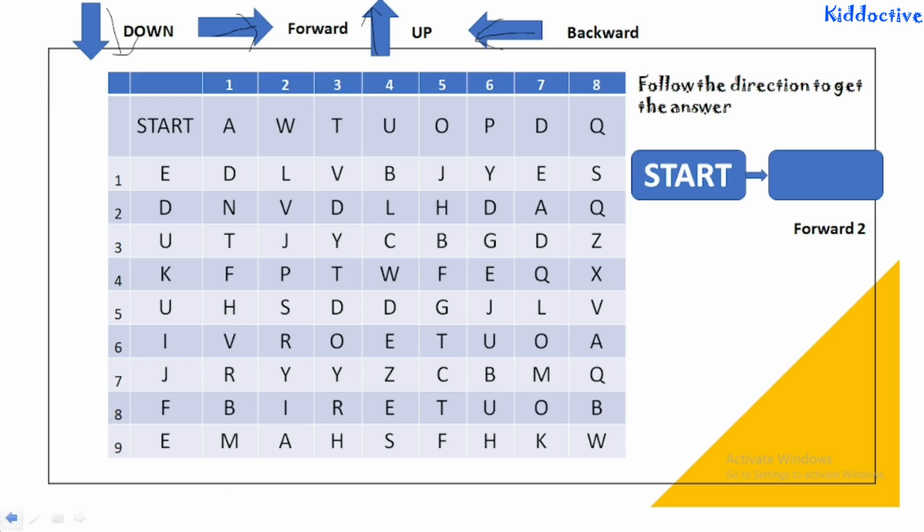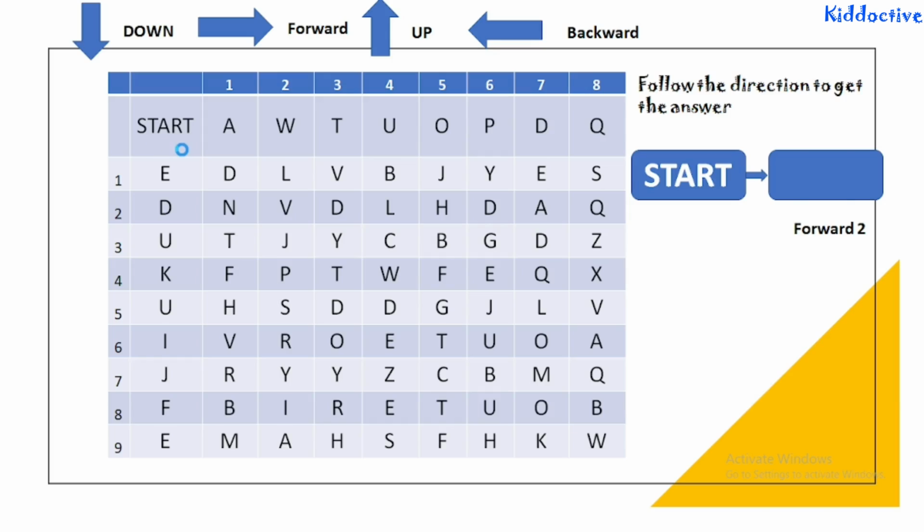Now here I have written so many alphabets. Here it's written: follow the directions to get the answer. Start here. It's written start, and the instruction, or the code we are giving, is forward 2. Going forward means, as I said earlier, we are giving instructions and we will follow the directions. So first it's written start, then forward 2.